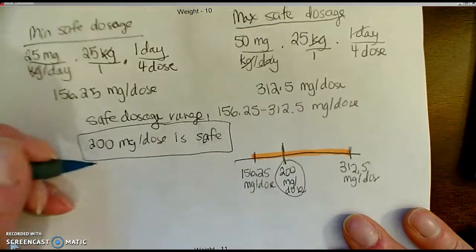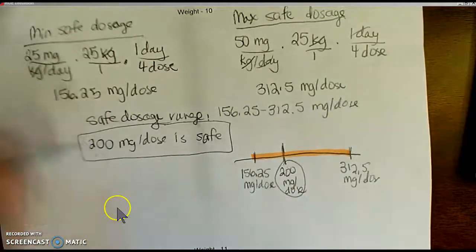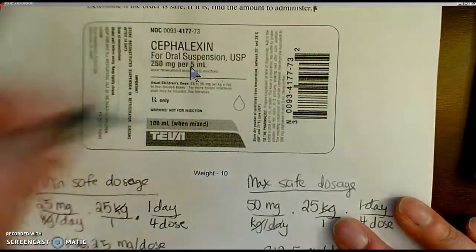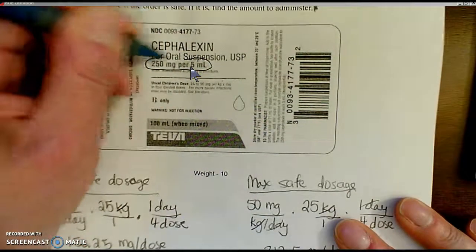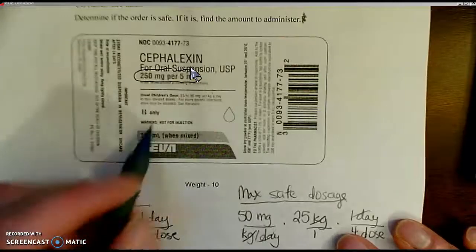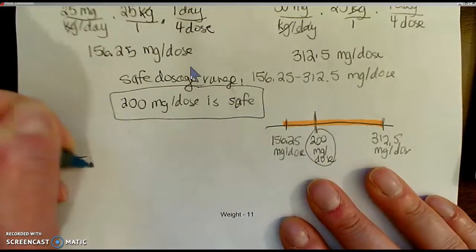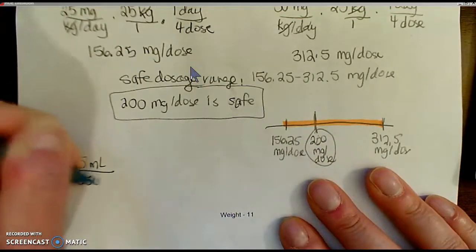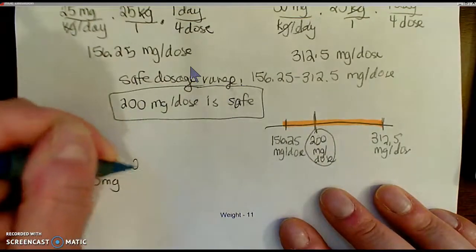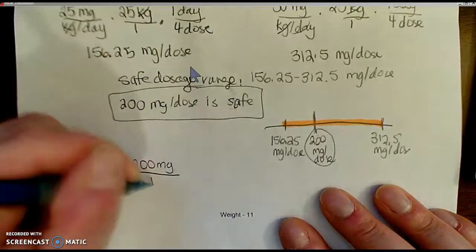So now that we know that the order is safe, it comes back to a much easier question, which is how much to give the patient. And there's 250 milligrams. See, there's our strength here. There's 250 milligrams of the drug in every 5 milliliters of the solution. And since it's a liquid drug, we're going to give milliliters. So we're going to make it 5 milliliters over 250 milligrams. And the order is for 200 milligrams, so we're going to multiply by 200 milligrams.